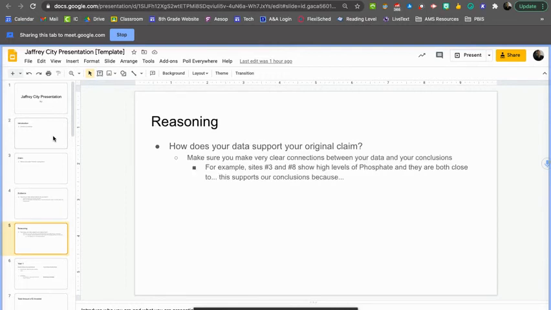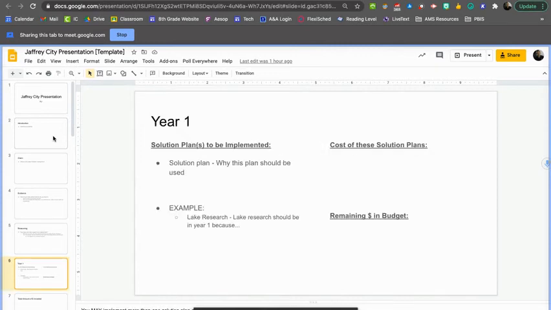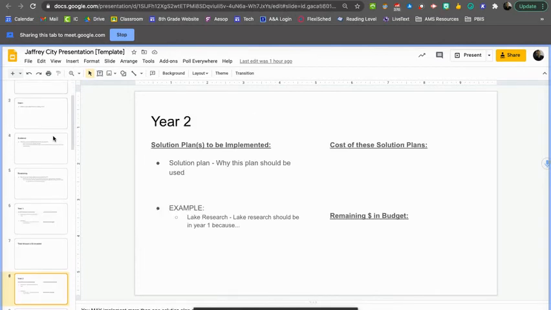And then lastly, you have the reasoning. So you're taking all of those pieces of data and you're connecting them back to your claim, right? The more evidence and the more connections you have to your claim, the better that argument is going to be. And then once you've identified the locations where you think the pollution is coming from, then you're going to go into your 10-year plan. So you have year 1, year 2, you have the solution plans that you'd be implementing, you have the cost of these solution plans.